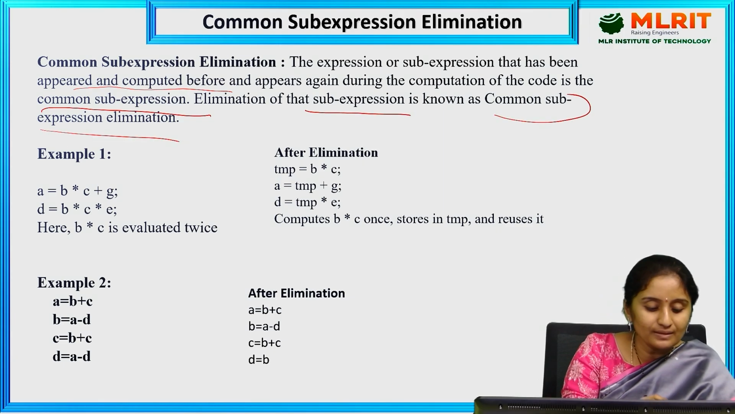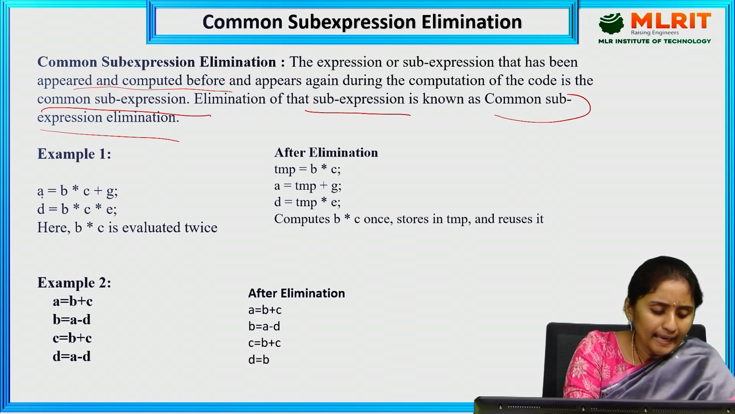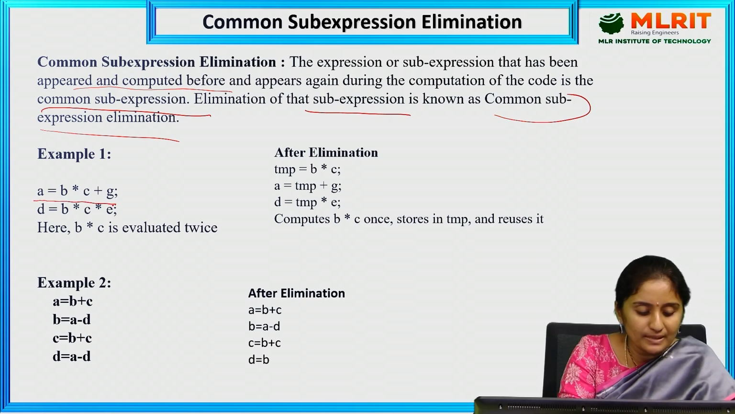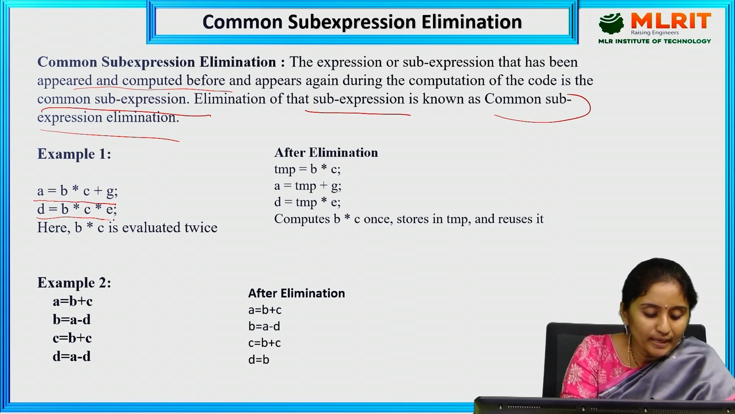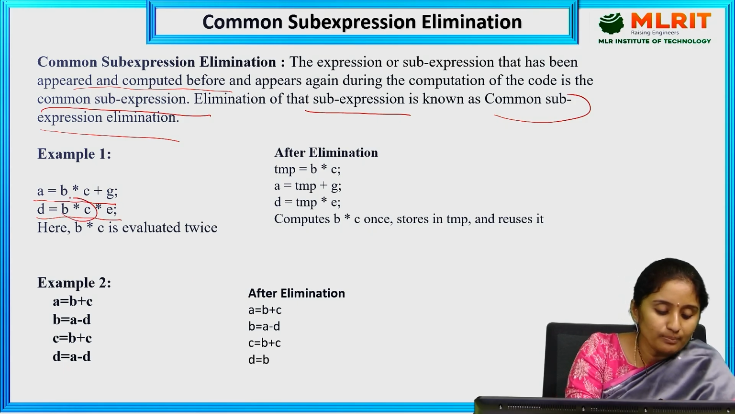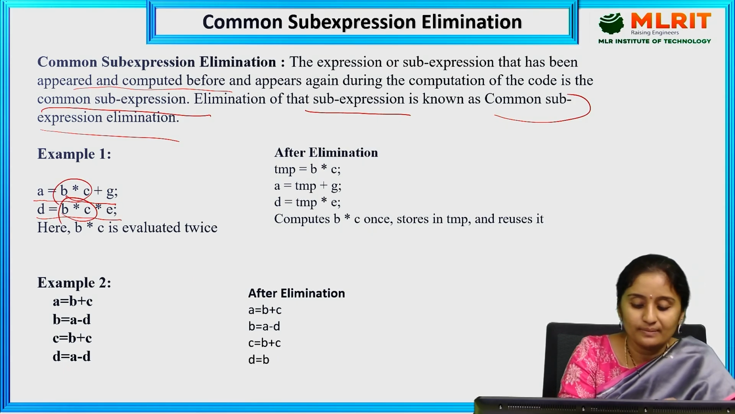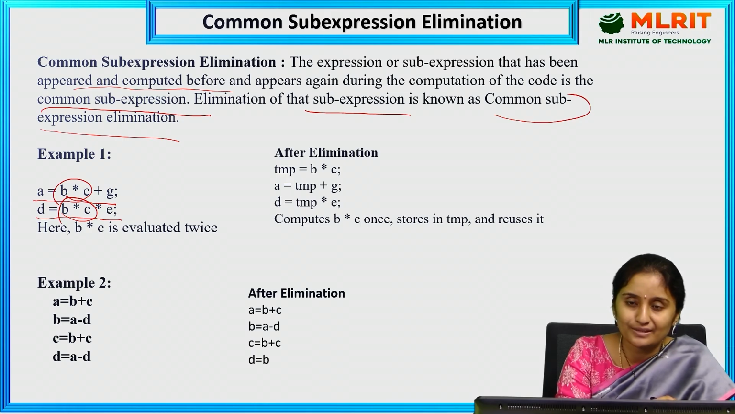Let us discuss a few examples here. A equal to B into C plus G, and D equal to B into C plus E. So here the B into C statement is executed twice.